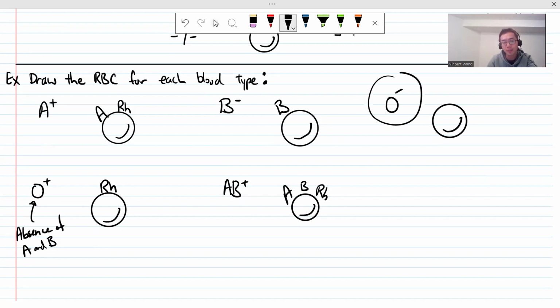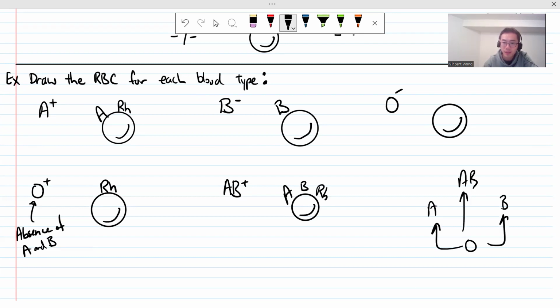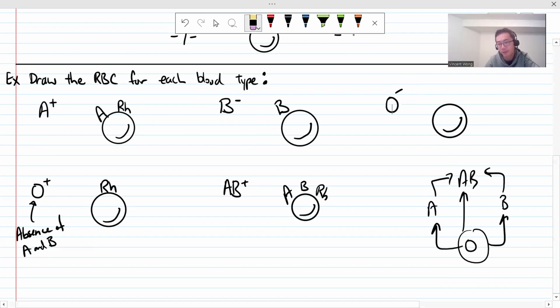O negative, I'll talk about transfusion in a bit, but O can only receive from other O, right? Remember last class we talked about blood transfusion? So if you're type O, you can only receive from other type O blood. And as you will see, if you're negative, you can only receive from negative. So that makes your options for receiving blood from other people more limited, right? Okay, thank you, Professor.